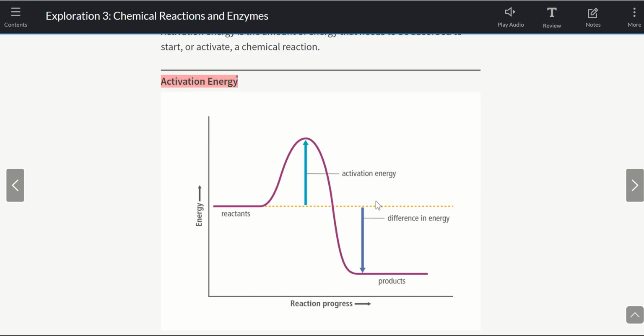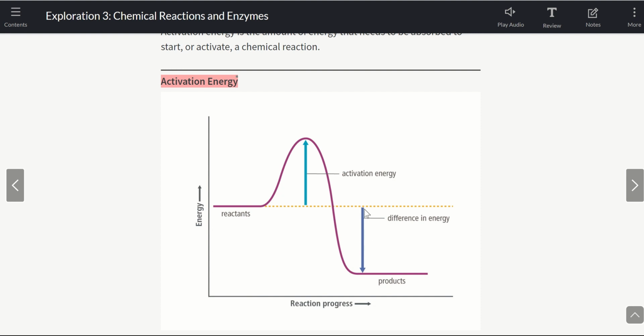So the activation energy is this right here. It's this amount of energy right here that we have to put into the reactants to then get these molecules to break. So right here is where these molecules are going to break apart. Then down here is where they're going to get put back together. But what you're going to see is when you make these molecules, there's going to be a release of energy.